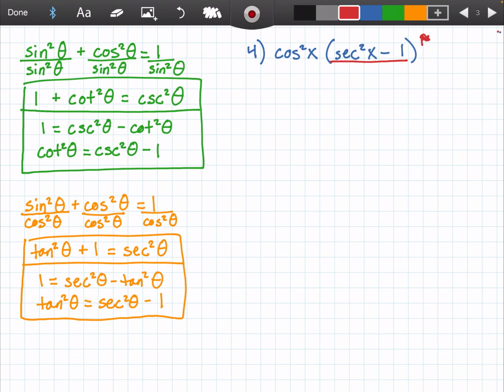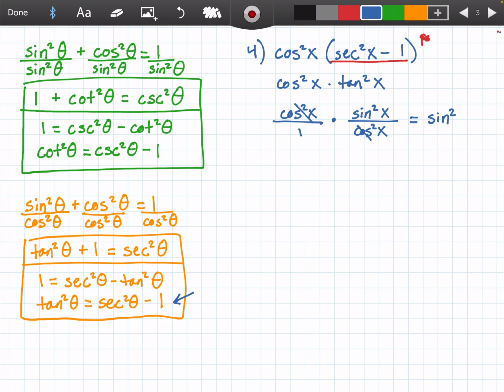And so I'm going to look at my list for secant squared minus 1. There it is. So that gives me tangent squared. All right. Well, I know I have cosine squared x over 1. Tangent is sine over cosine. Those cancel. And that leaves me with sine squared x. Something to keep in mind, there's not just one right way to do this. There are lots of different ways you can do it, and you'll get to the same answer every time. So I'm just showing you a way to do it.